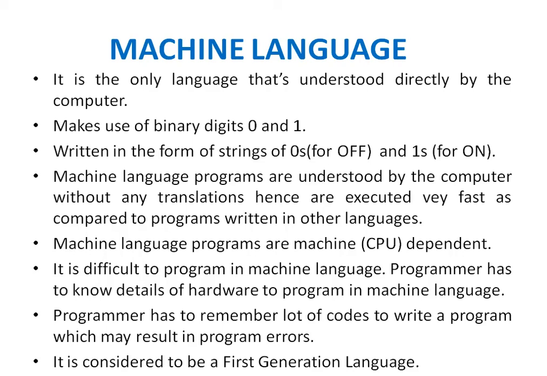It is very difficult to program in machine language. The programmer has to know the details of the hardware to write a program in this language. Also, the programmer has to remember a lot of codes to write a program, which may result in programming errors because he is human. A programmer is human. He has a tendency to forget something or not to be able to recall things on time. So that may lead to errors in the program. Machine language is considered to be a first generation language.